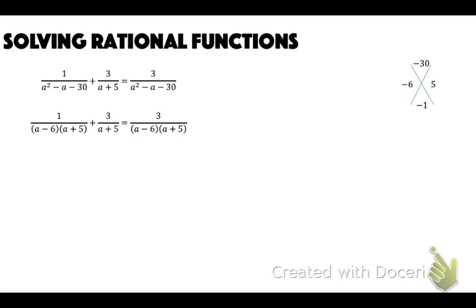So we can find our restrictions. A minus 6 can't equal 0, which means a can't equal 6. And a plus 5 can't equal 0, which means a can't equal negative 5. And it's the same for those other two.